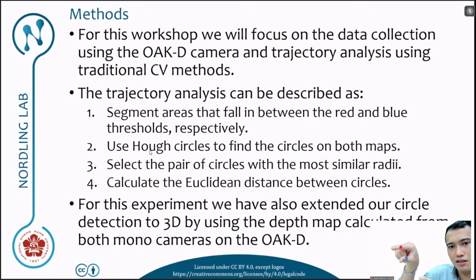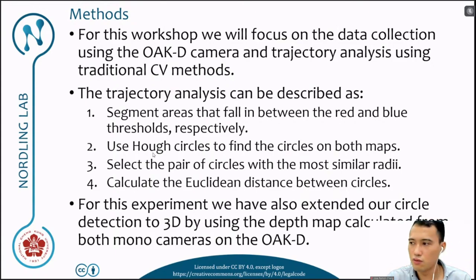the subject has the stickers attached to the finger, then the subject and the finger and the hand is perpendicular to the camera, like this. Then even though I move my finger like this or like this, the radii of the stickers will be roughly similar. So we assume that the two circles with the most similar radii correspond to these two stickers that are on the hand. And then for this workshop, we would calculate the Euclidean distance between the circles, and then the velocity stems from that, and the classification of the movement also stems from that result.